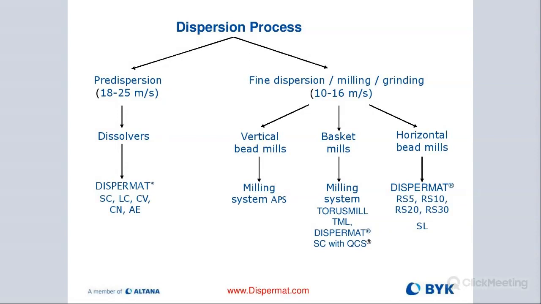So we have different types of Dispermats. And then for fine dispersing and milling, we want to use either a basket mill, a vertical bead mill, or a horizontal mill. And then the tip speed should be anywhere between 10 to 16 meters per second. That's when we are media milling. That's really important. These are numbers that are derived from many, many years of trialing different formulations, identifying what gives us the best milling results over time. So these are really, really good numbers.